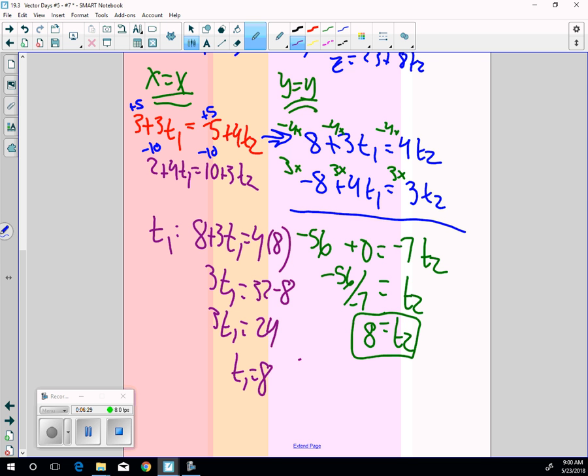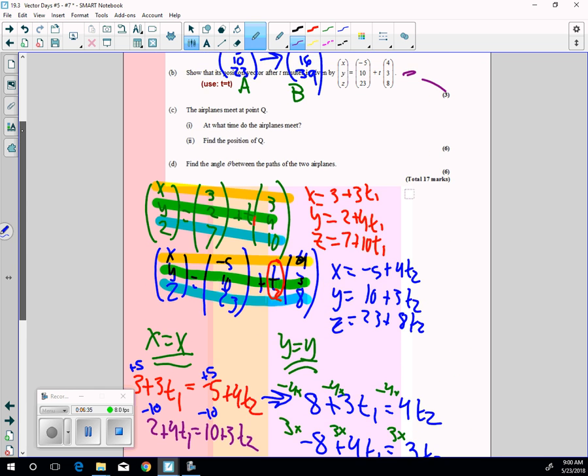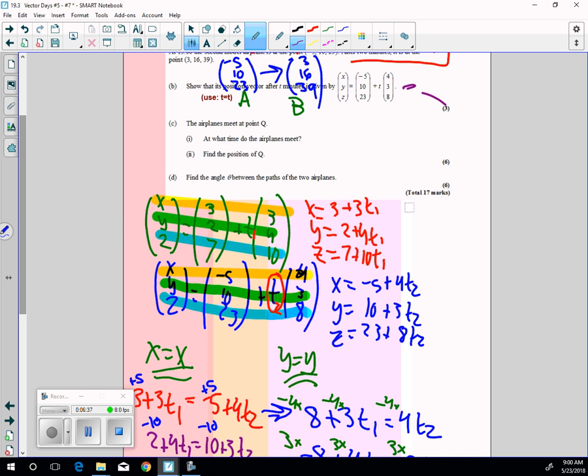That's weird. So what does that tell you if those times are the same? Yeah, yep. And so find the position of Q. So just put 8 into any one of them. Let's do this one.